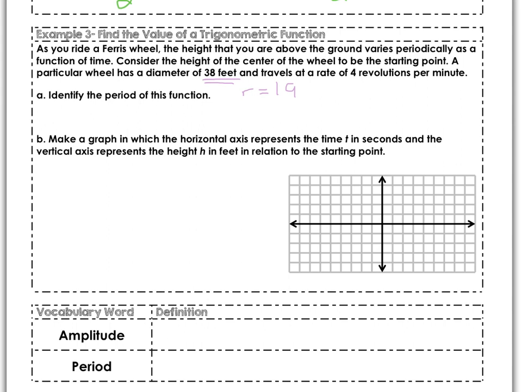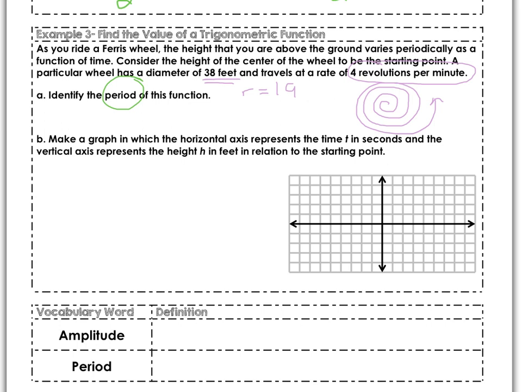And it travels at a rate of 4 revolutions per minute. So that means every minute your Ferris wheel has gone around once, twice, 3 times, and 4 times, okay? Just to give you a little bit of a diagram. All right, so now we're supposed to identify the period of the function.